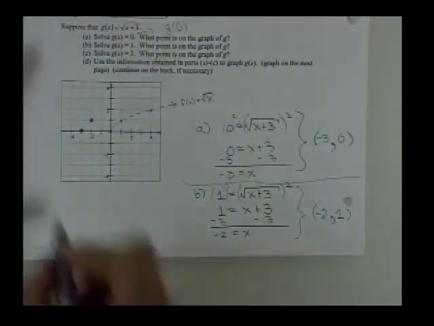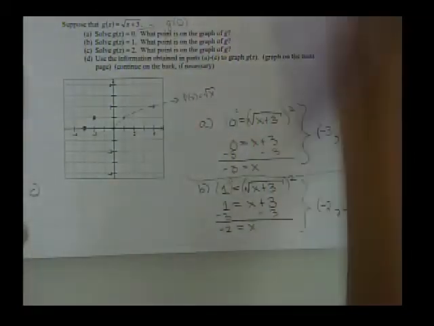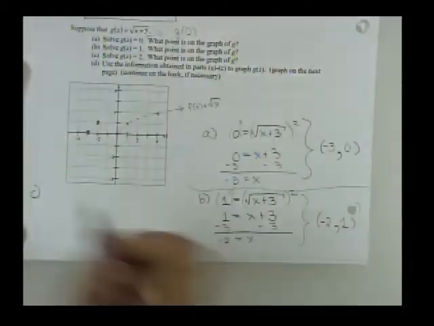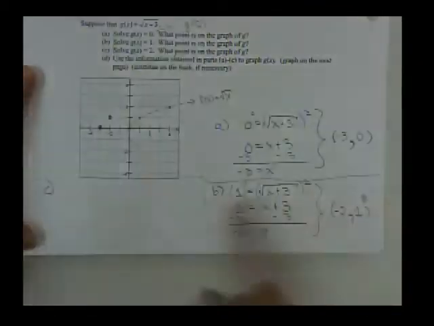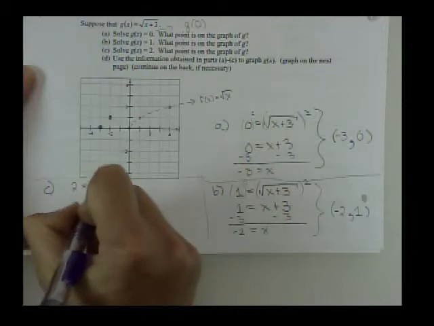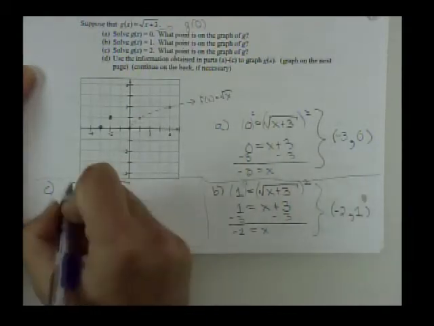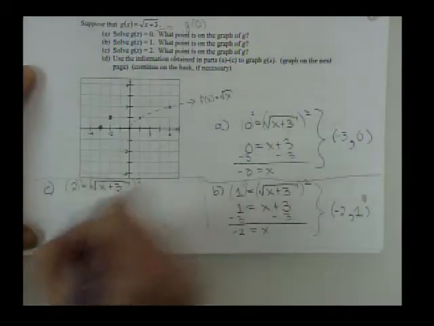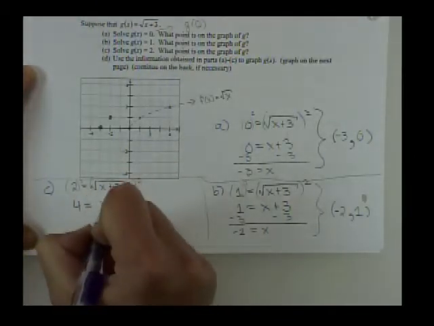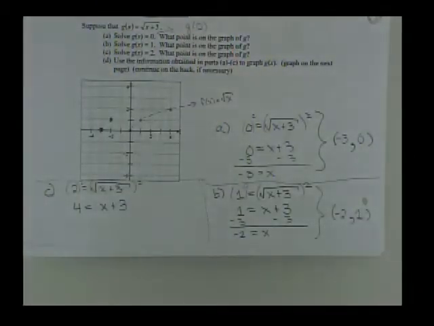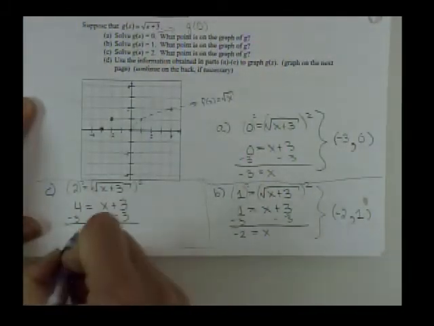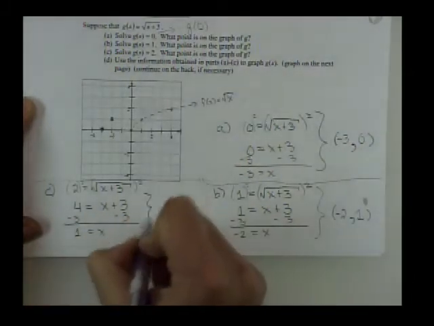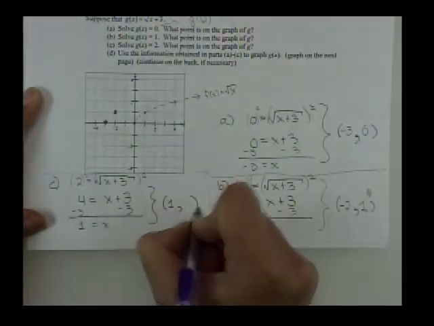And then the last one, I think I have room to do it here. So g of x equals 2. So we're just plugging in 2 on the left-hand side. But it's the exact same steps. Square both sides. So 2 squared is 4. Squaring the square root just gets rid of the square root. And then subtract 3 on each side. So 1 equals x. So the point, what's the x coordinate? 1, and the y is 2.